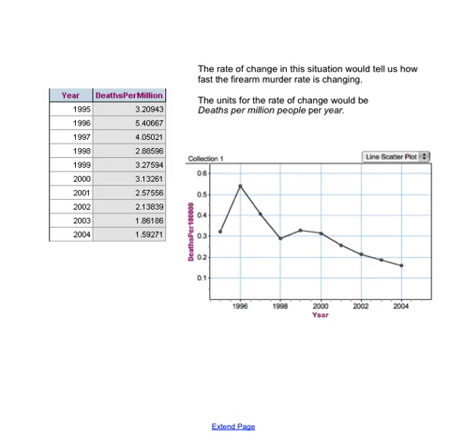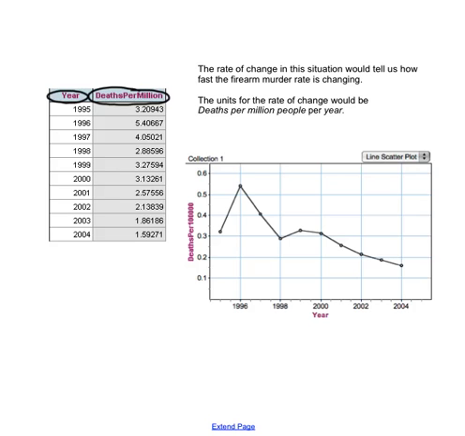The rate of change in this situation would tell us how fast the firearm murder rate is changing. The units for the rate of change would be deaths per million people, the Y variable, per year, the units of the X variable.